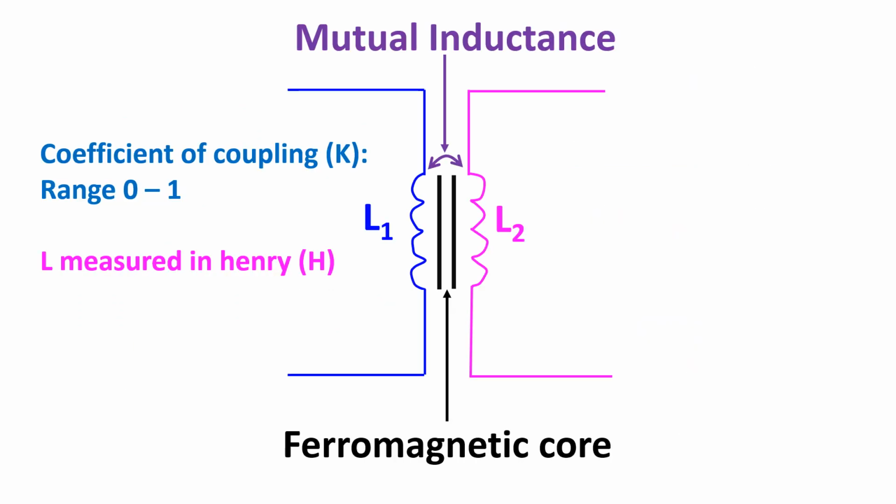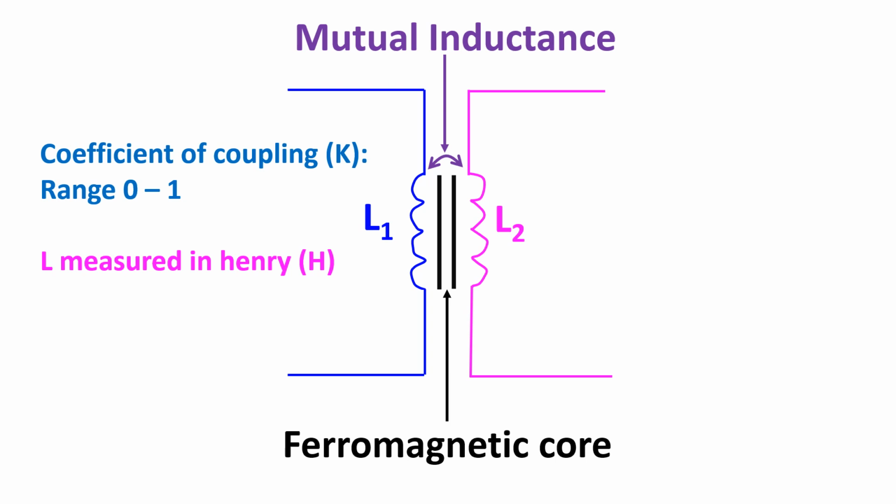As discussed earlier, the property of a circuit or a component that opposes a change in current is inductance. Inductance is represented by L and the unit is Henry, H. Lower values are mentioned as millihenry and microhenry, which are equal to 1 by 1000 Henry and 1 by million Henry respectively.